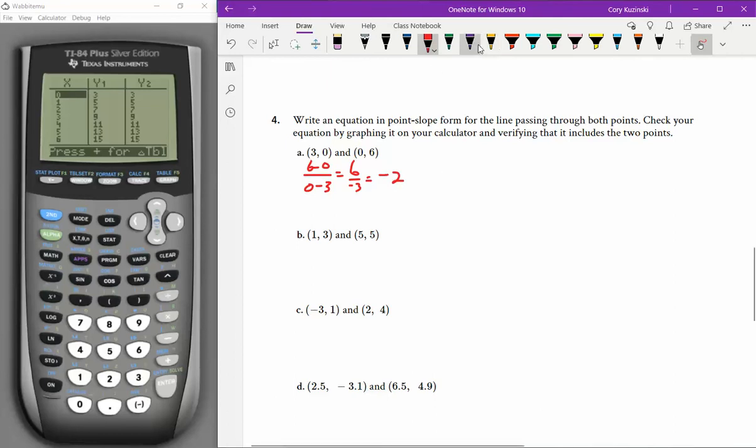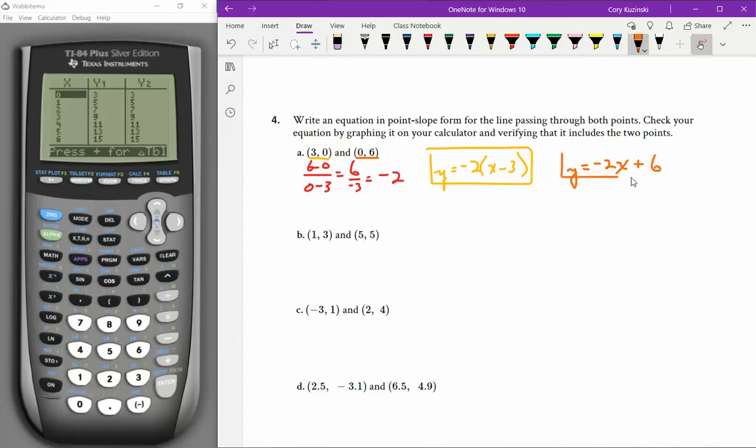So we could do 2 equations here. First equation could be y equals negative 2 times x minus 3 plus 0, but I'm not going to put the plus 0. So that would be using this point. And the second one using this point could be y equals negative 2 times x minus 0. Do I really need to put x minus 0? How about we just put x plus 6. So that one ends up looking like slope-intercept form.